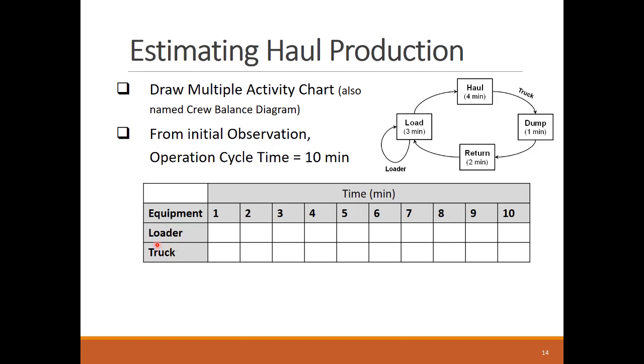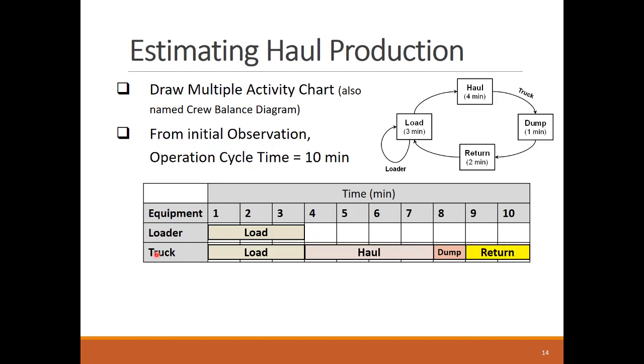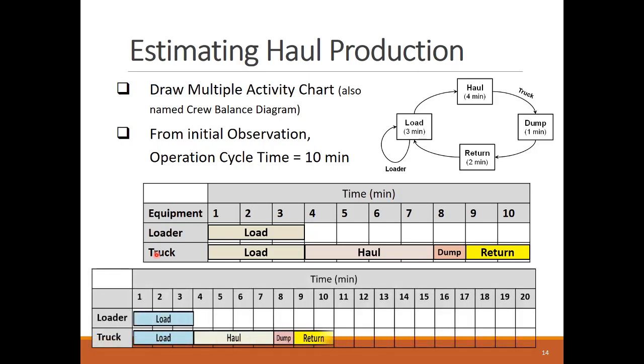The chart depicts the two main haul resources, one loader and one truck. The operation starts with the loading step, which involves both the loader and the truck. Then the truck goes on to haul, dump, and return back for another cycle. During the time the truck is in transit, the loader is sitting idle. Regardless, this loader truck cycle delivers a truck load every 10 minutes, which we call the operation cycle time. This extended multiple activity chart shows two cycles of the same operation.